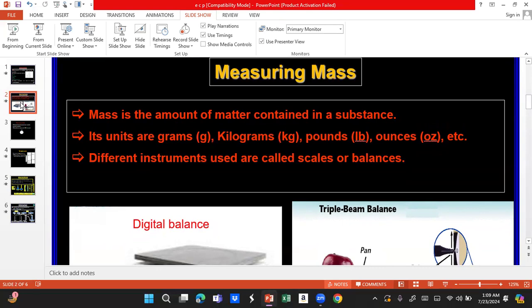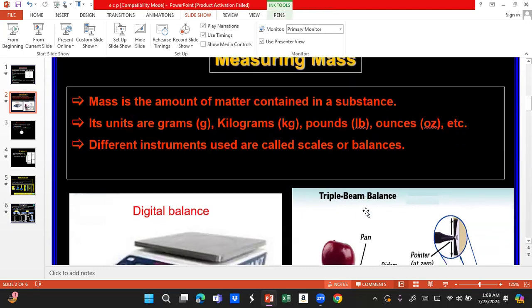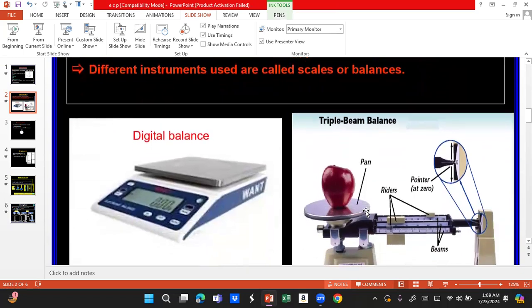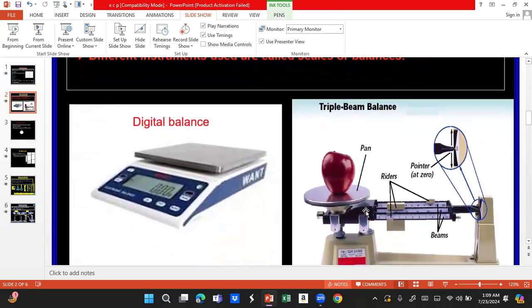The different instruments or devices which are used to measure mass are normally known as balances or scales. Here we will be talking about two devices. The first one is the digital balance. This is a digital balance, and this is a beam balance. The digital balance has numbers. When there is nothing on it, it is showing a zero reading.